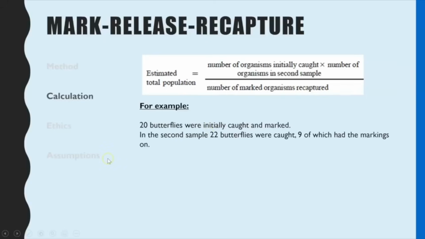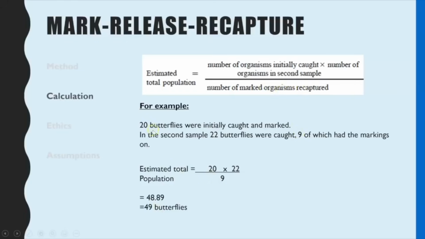So just to go through an example, let's say I've been sampling a particular butterfly species. In my initial capture, I caught 20 butterflies and I marked all of them. I then released them, allowed them to redistribute equally. And then I took a second sample, and this time I captured 22 butterflies, but I recaptured 9 because out of those 22, 9 were marked. So that would mean I'd be doing the number of organisms initially caught, which was 20, multiplied by the number of organisms in the second sample, which was 22, divided by the number of marked organisms recaptured, which is 9.